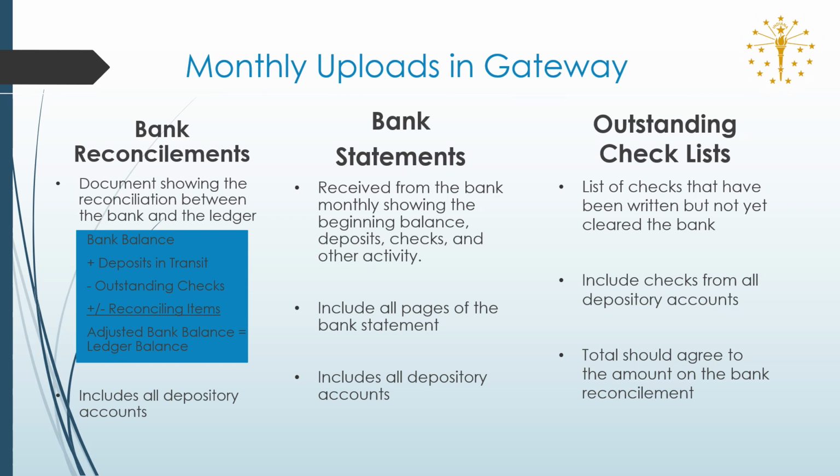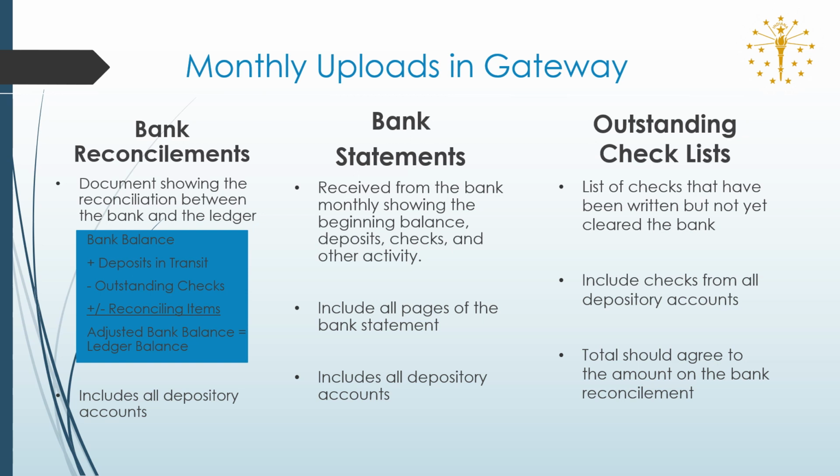Bank statements are documents you receive from your bank each month showing the beginning balance, each deposit, each cleared check, and other activity and ending balance. You should include all pages, including pages that show copies of canceled checks. You should upload these for each bank account. The outstanding checklist is the list of checks that have been written but have not yet cleared the bank. You should upload this for each bank account. The total should agree with the amount on the bank reconcilement. You can upload multiple documents for this as well.